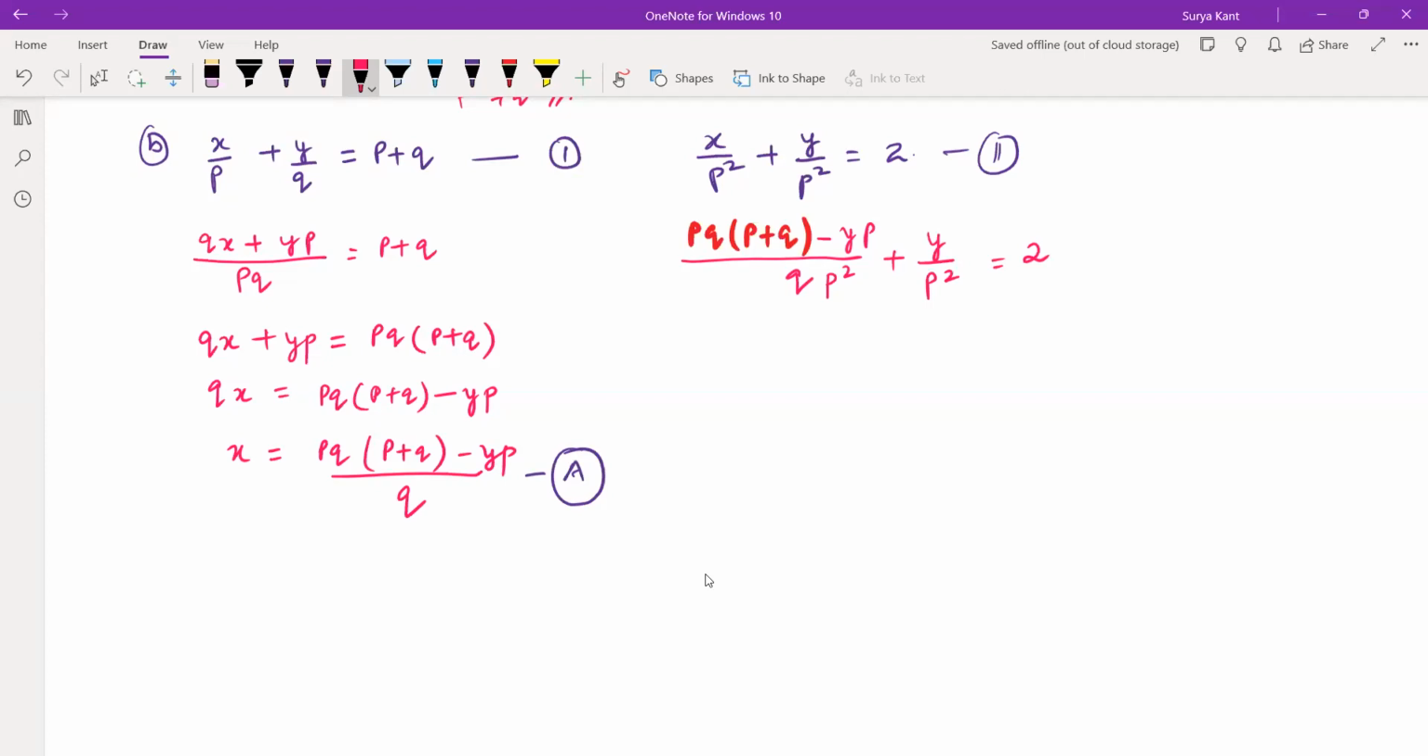Can we write like this again? Take the LCM over here. What is the LCM in this case? It is qp square. So pq (p plus q) minus yp, and again plus yp will come. Can you understand? So now this part will get cancelled. So we can write pq into p plus q. But we are not getting y here, right? In this case, yp got cancelled.